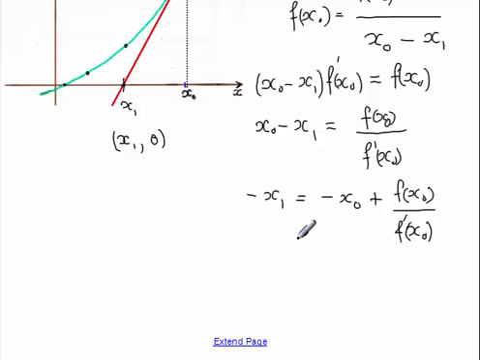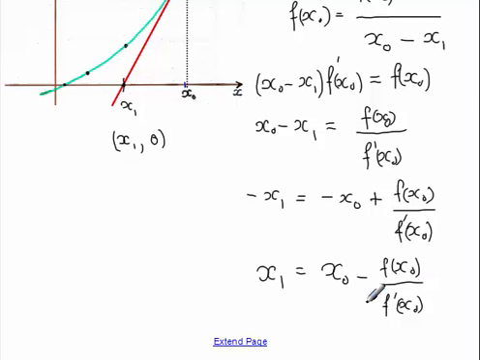Okay? Then what I actually want to do here is make x1 the subject of the formula. But I've got minus x1 here. So I'm going to multiply everything by minus 1. If I multiply everything by minus 1, x1 is equal to x0 minus f at x0 over f prime at x0. I think we should clap our hands for ourselves there.